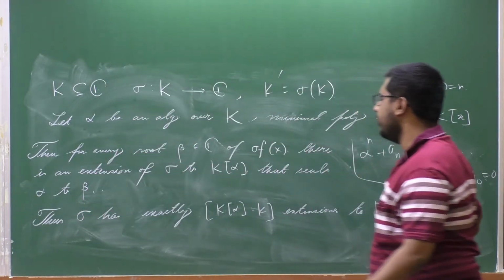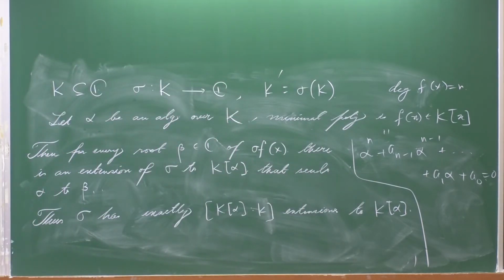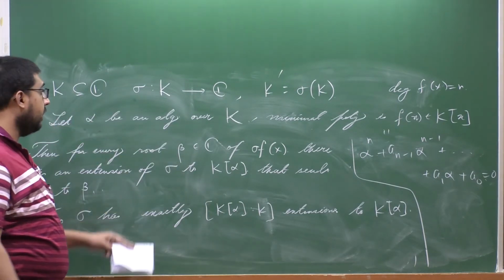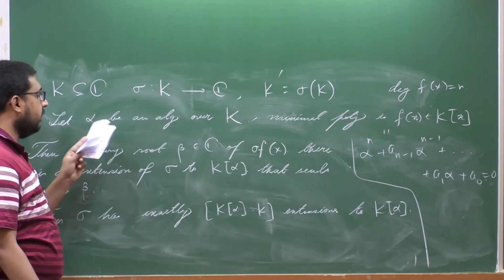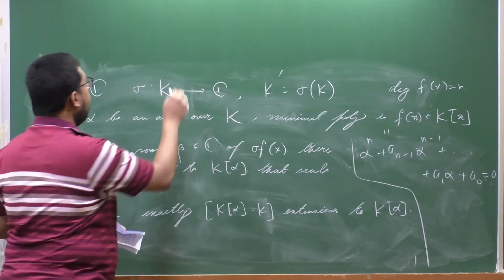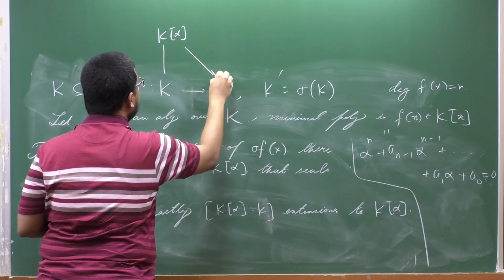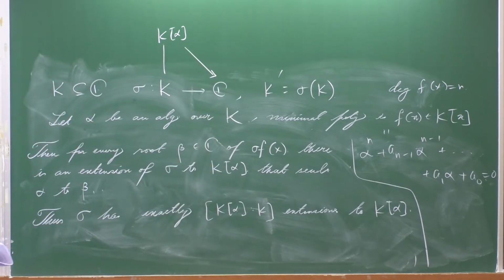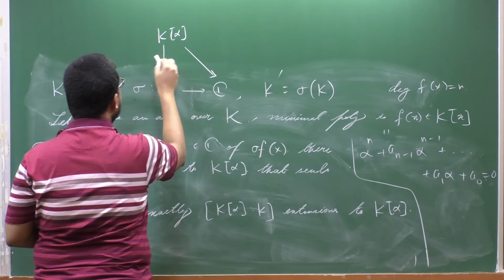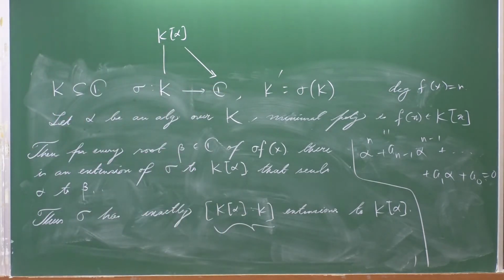Exactly these many extensions to k alpha. So let me summarize what we have seen. Suppose we are given an embedding of k inside C, and an algebraic element alpha over k. Then this embedding can be extended to that of k alpha in exactly these many ways. We did it step by step.